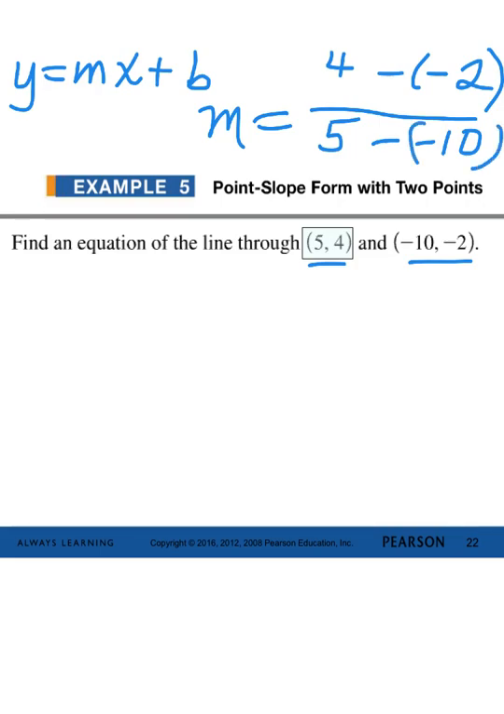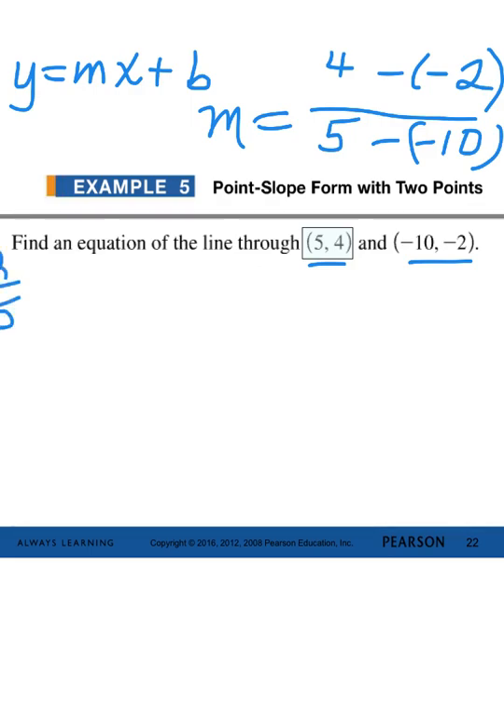So then that tells me that my slope, 4 minus -2, which is 4 plus 2, is 6. And 5 minus -10 is 5 plus 10, which is 15. And because I can divide both of those by 3, 3 goes into 6 2 times, 3 goes into 15 5 times, then my slope for this equation is 2/5, 2 over 5.